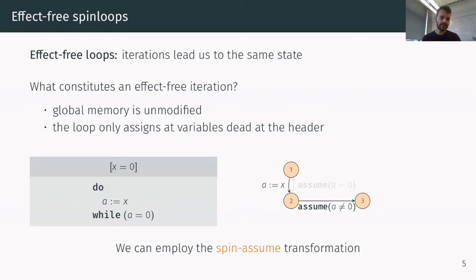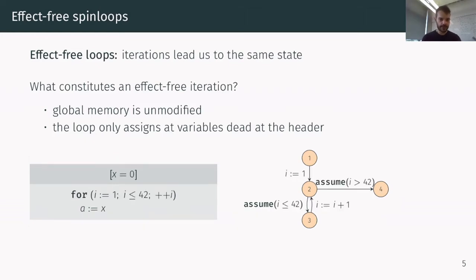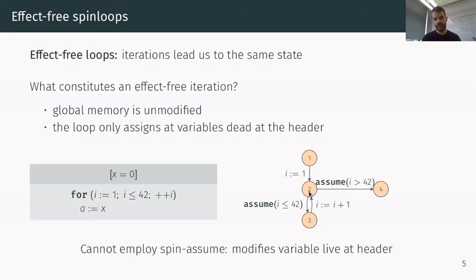Now, as an example of a loop that doesn't satisfy these two conditions, we can take a look at this loop here, which just reads x 42 times. And although this loop doesn't modify global memory, it does modify variable i here, which is live at the header. It's defined here, and this is the header of the loop. So in this case, because this loop modifies a variable that's live at the header, we cannot employ the spin-assume transformation. But of course, in this case, that is fine, because this loop will anyway execute a finite number of times, and we want to explore it until the end.